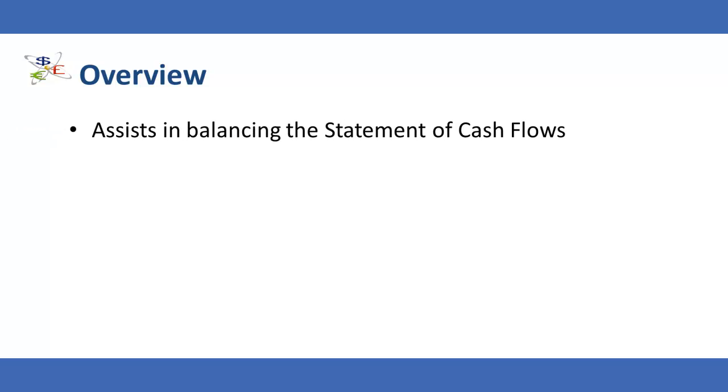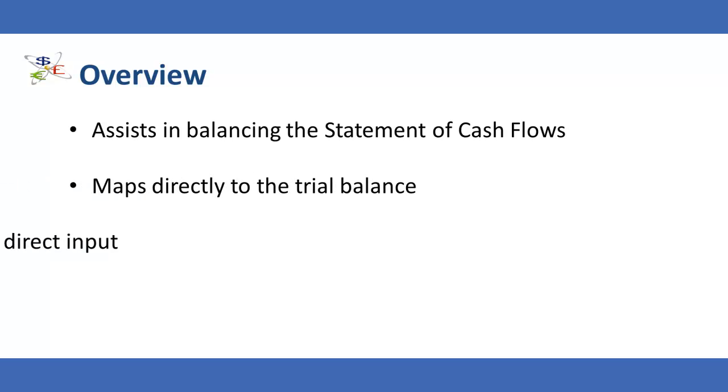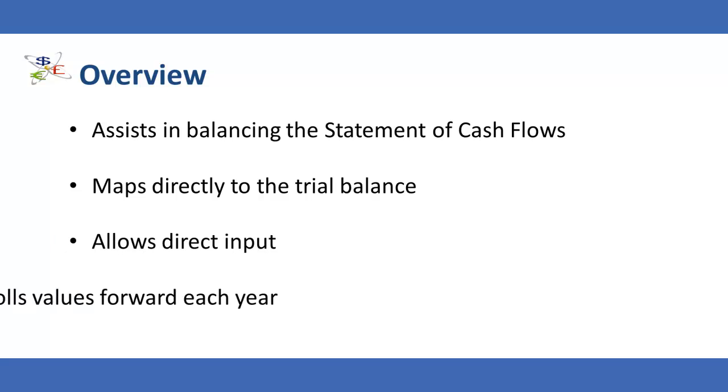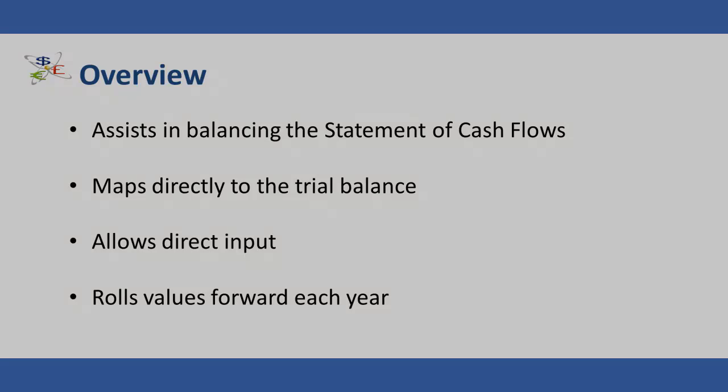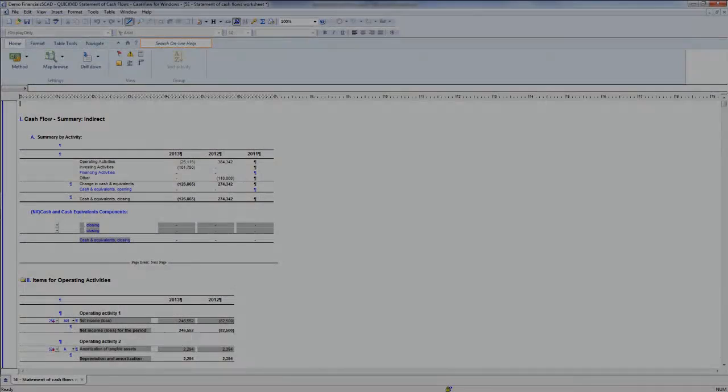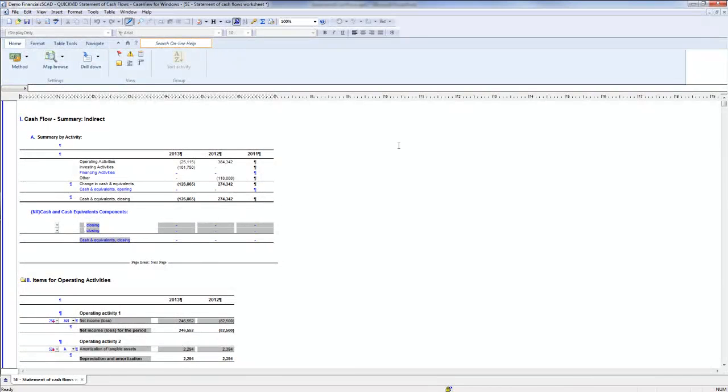It assists in balancing the statement of cash flows, maps directly to the trial balance, allows direct input for non-trial balance items, and rolls values forward each year, thus saving time. Please note that for this demonstration, Financials Canada will be used. There are two main components to the Cash Flows Worksheet: the Cash Flows Summary and the Cash Flows Areas.